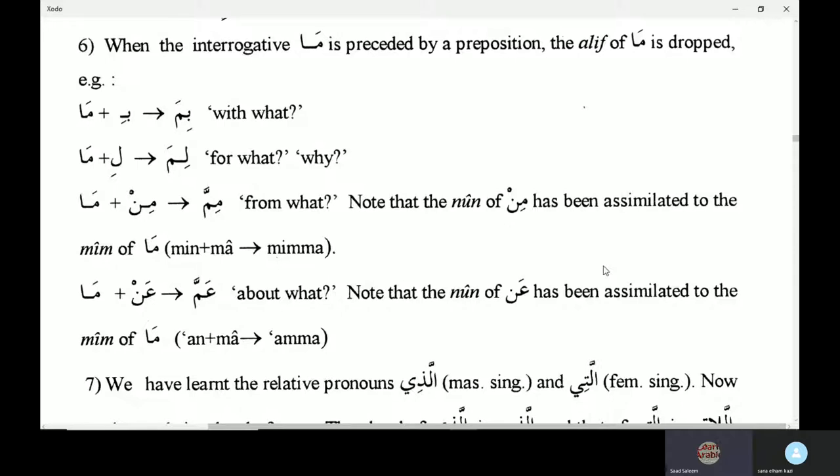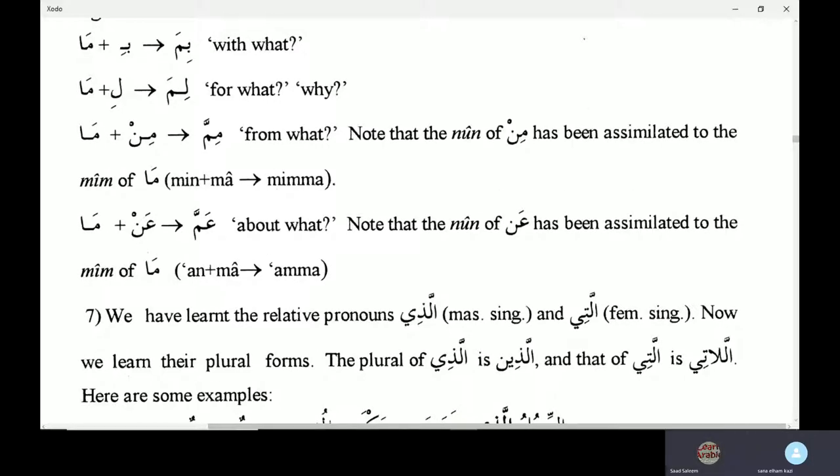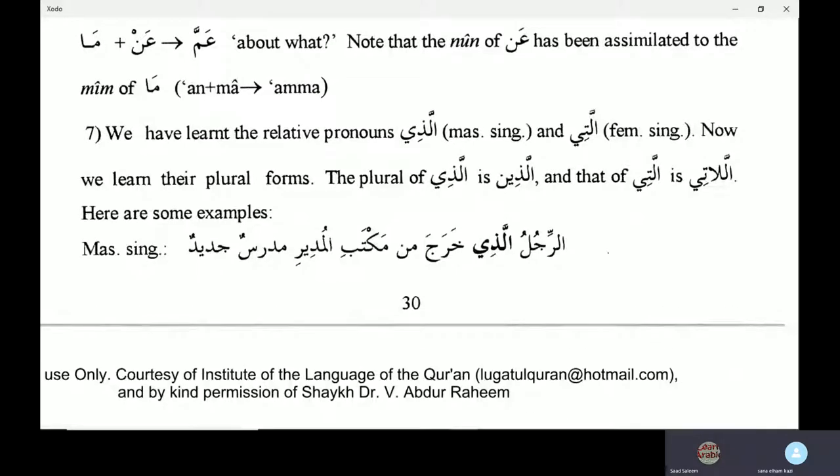Okay, continue. We have learned that the relative pronouns are allazi, singular masculine, and allati, singular feminine. Now we learn the plural forms. The plural of allazi is allazina, and that of allati is allati. Here are some examples. Masculine singular: ar-rajulul-lazi kharaja min maktabil mudiri mudarrisun jadid. The man who left from the headmaster's office is a new teacher.